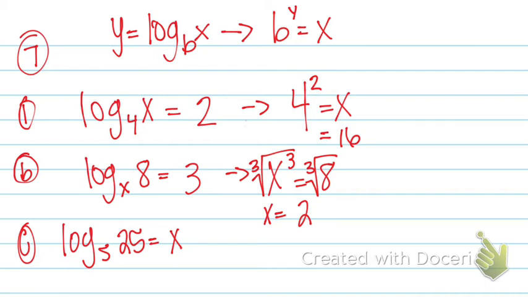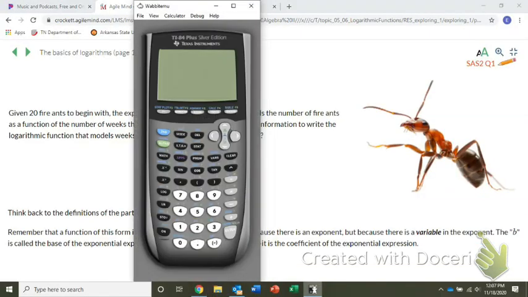Okay? So everybody get out your calculators. There's 2 different ways you can do this. You can hit math and go all the way down to A, where it says log base. Everybody see that? All right, what's going to go in that little box? 5. What's going to go in the big box? 25. And you hit enter. And you get 2.